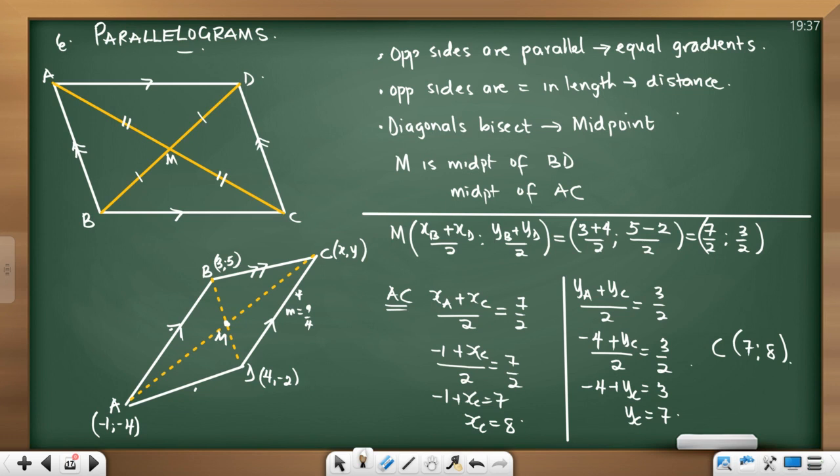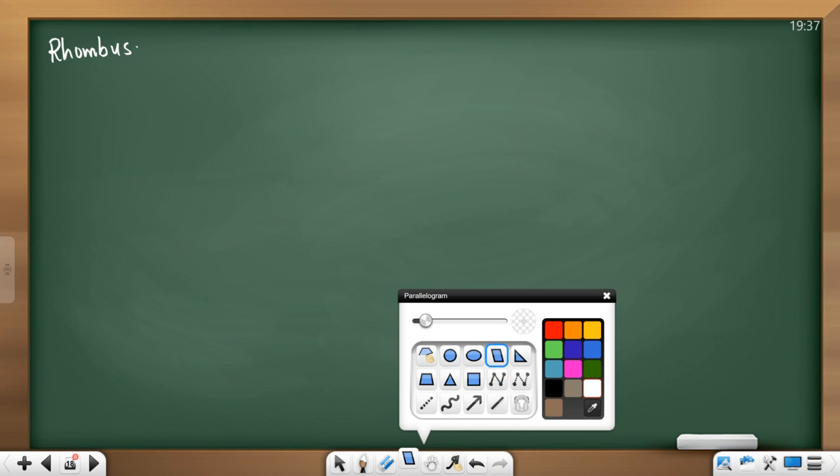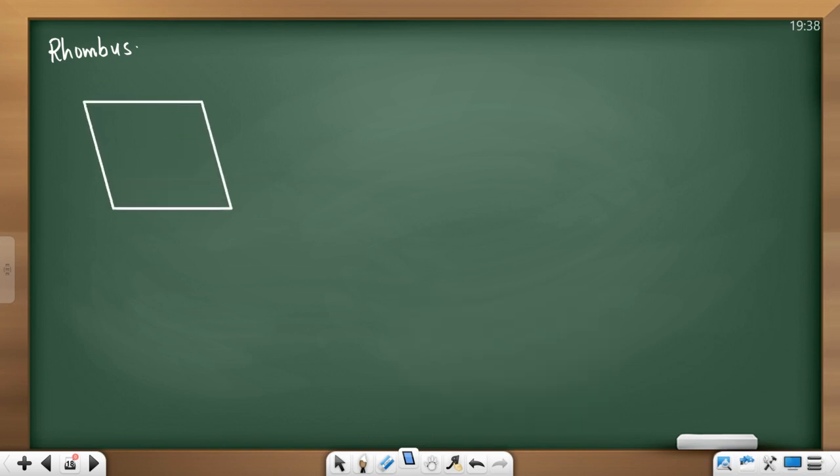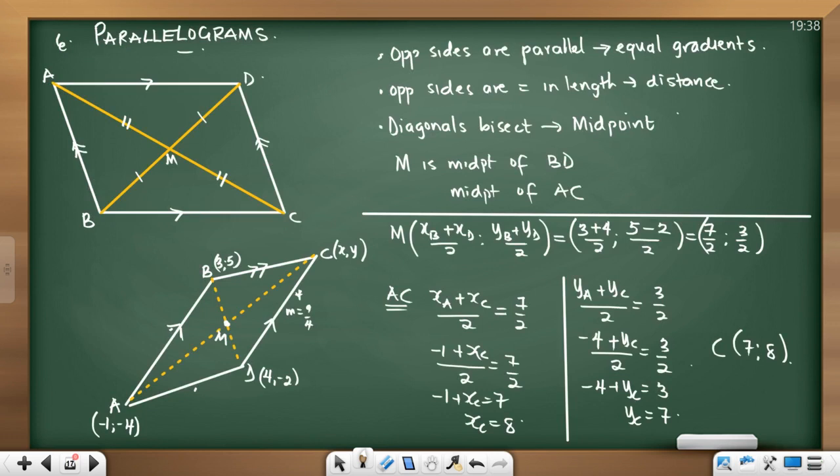Now, the second one I'm going to do quickly is a rhombus. I used to call a rhombus a tilted square. It's also a parallelogram, okay? But what makes this special is that, yes, it fulfills the properties of a parallelogram in that those are parallel. But they are not just parallel. The adjacent sides are equal.